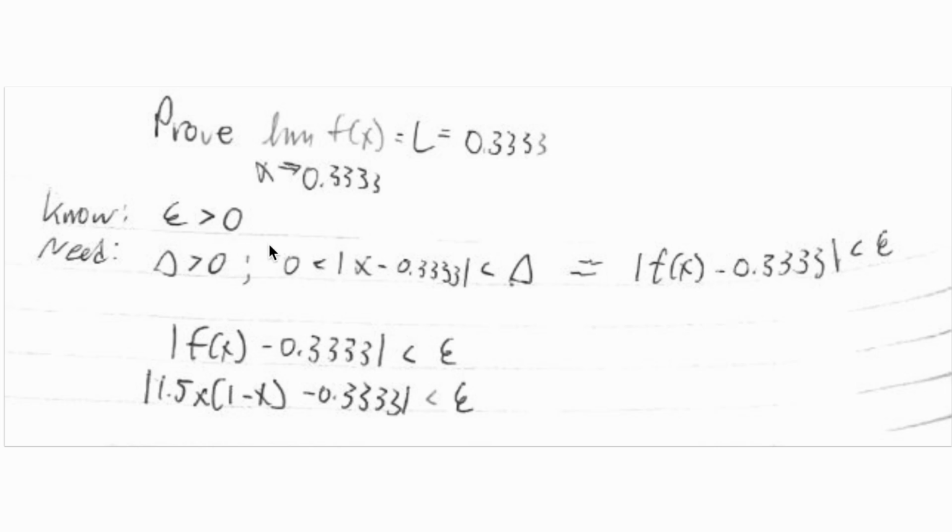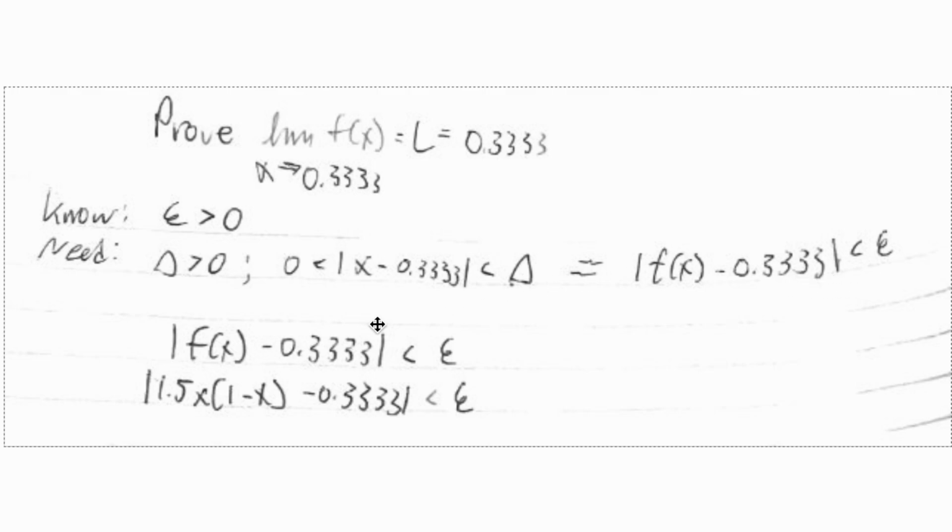So the limit of f of x as x approaches any value L is that value L for every epsilon that is greater than 0. And there is also a delta that is greater than 0, such that the absolute value of x minus L, in this case that is 0.33, is between 0 and delta, which implies that f of x minus whatever number L, in this case 0.33, is less than the epsilon.